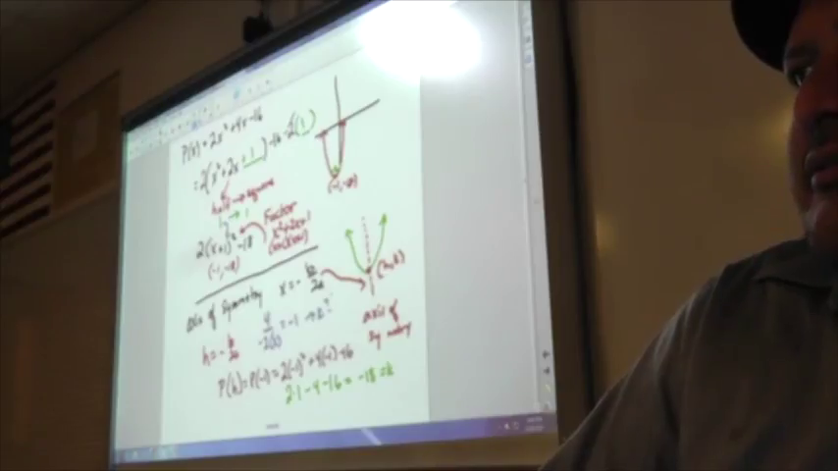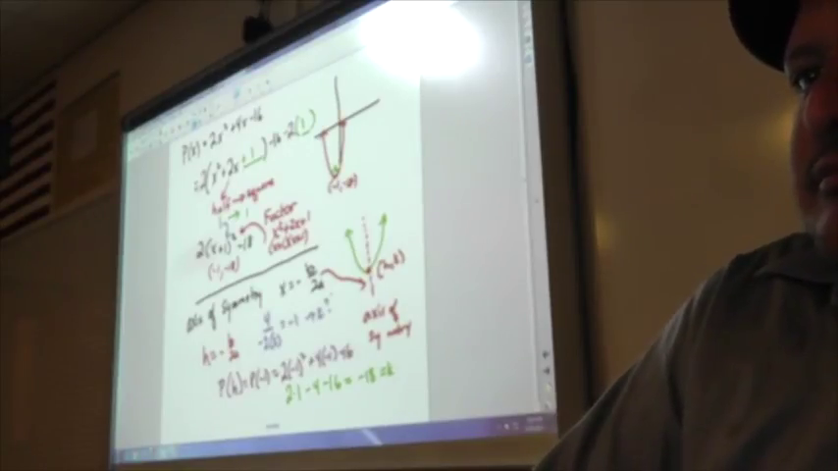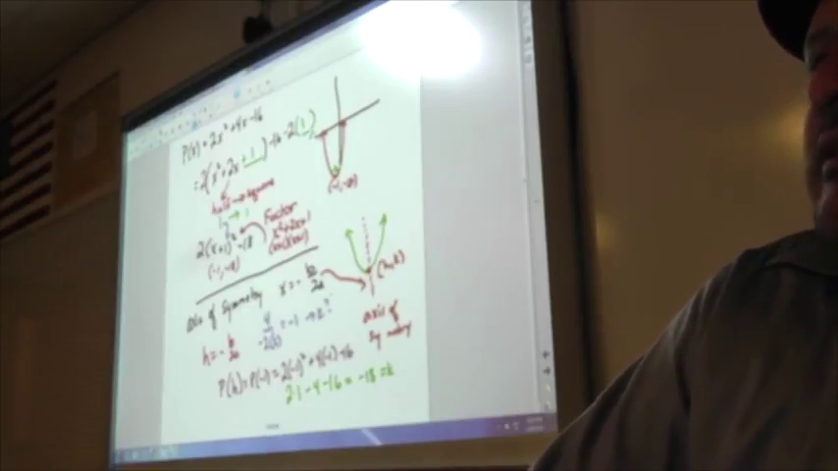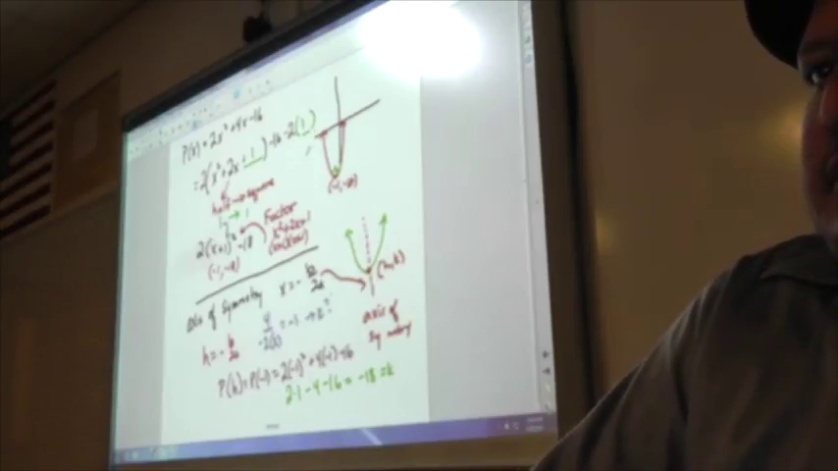I factored out the 2, divided p of x by 2, and it's multiplying everything by 2. So you divided everything by 2, and then you multiplied by 2. And then it was a longer step, obviously. No, that's the way some teachers will teach us. They'll divide by 2, and then they put it back at the end. But in the end, it's the same process.